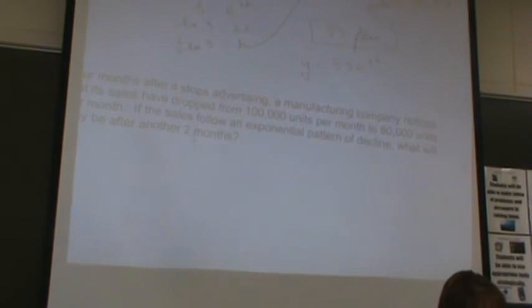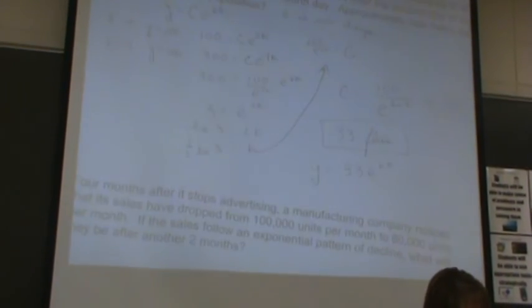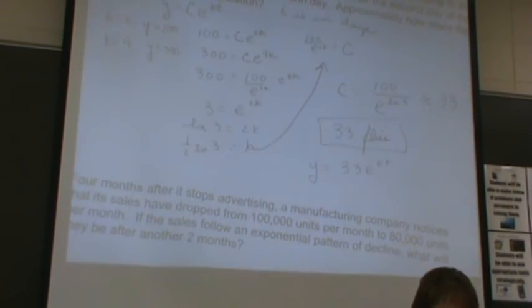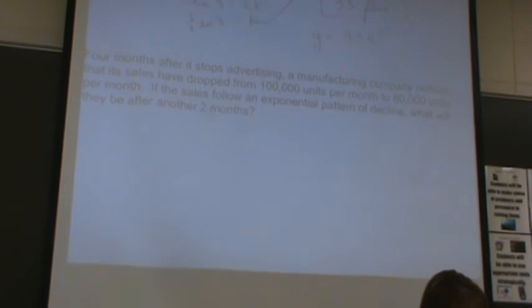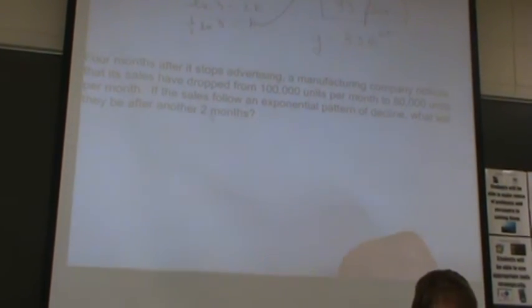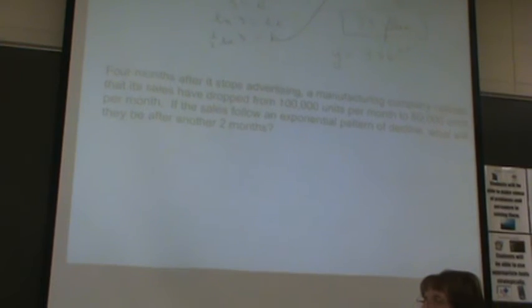Okay, let's do a business application. 4 months after it stopped advertising, a manufacturing company notices that its sales have dropped from 100,000 units per month to 80,000 units per month. If the sales follow an exponential pattern of decline, what will be happening after another 2 months? Other than the fact the board of directors is probably going to fire whoever's in charge.